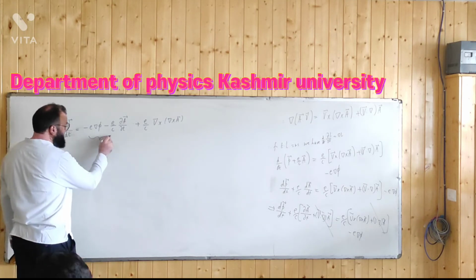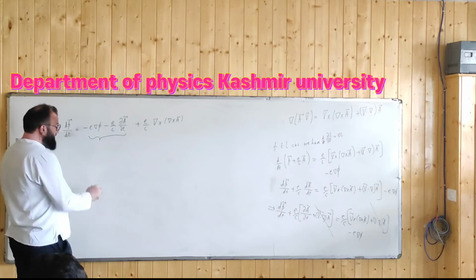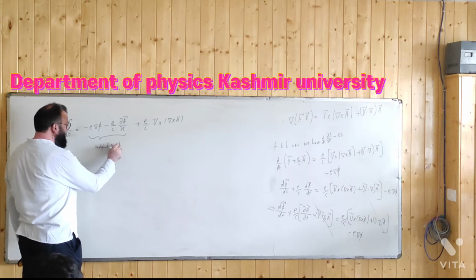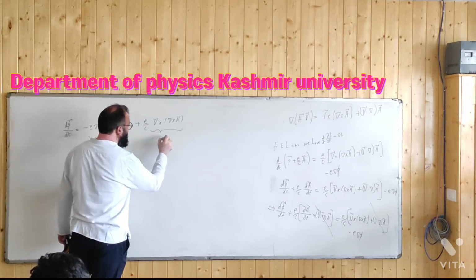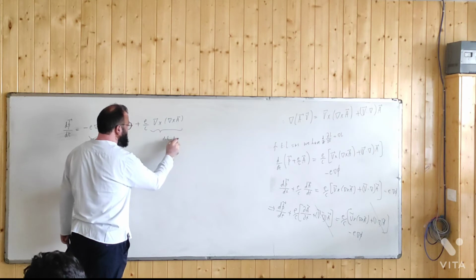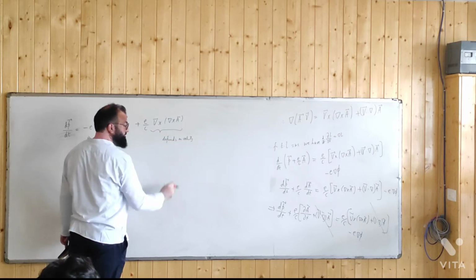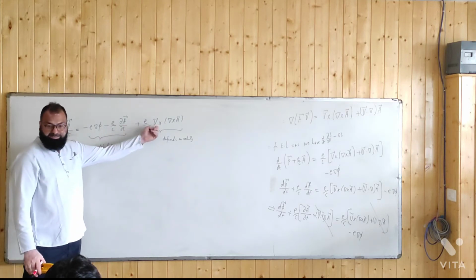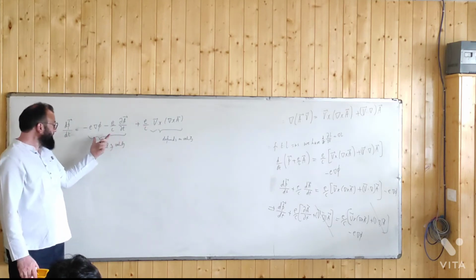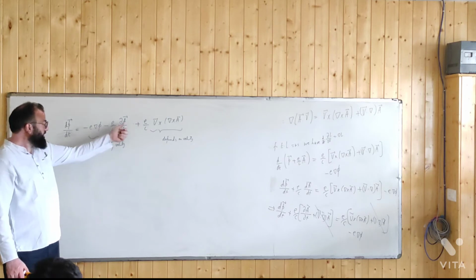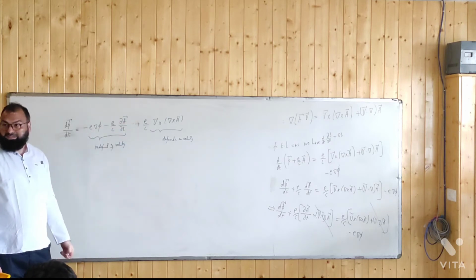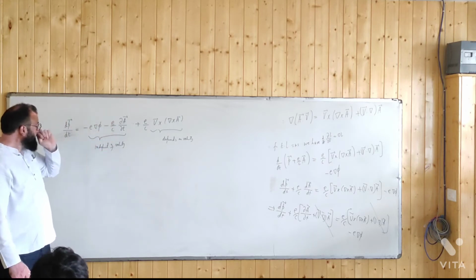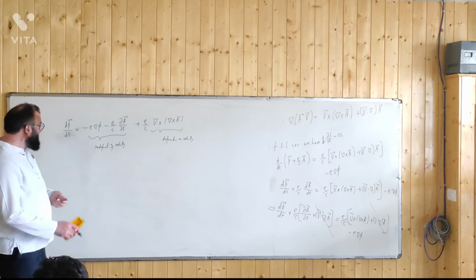Now the first two terms are independent of the velocity, and this term depends on velocity. Clear? Because the velocity is explicitly here. You don't have the velocity vector in the first two terms. Phi does not depend on velocity, and A simply depends on the coordinates. So this is a term which does not depend on the velocity.